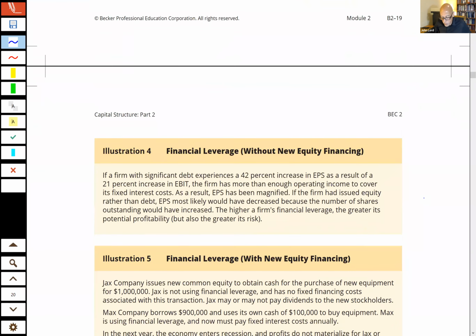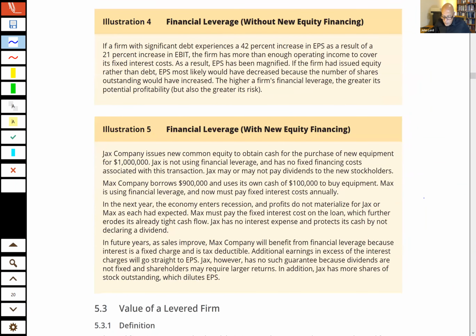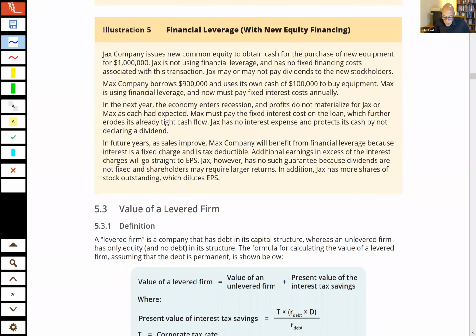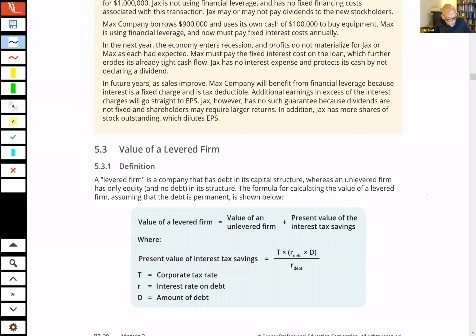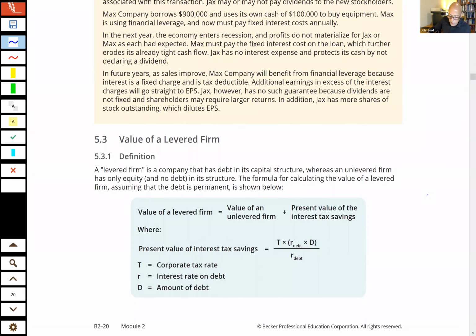Okay, so you come over, and guys, I'm not going to go through those examples. I think you get the point. The more the debt, the more highly leveraged the firm, but also the more risky. So let's take a look at how we'll calculate the value of the leveraged firm.